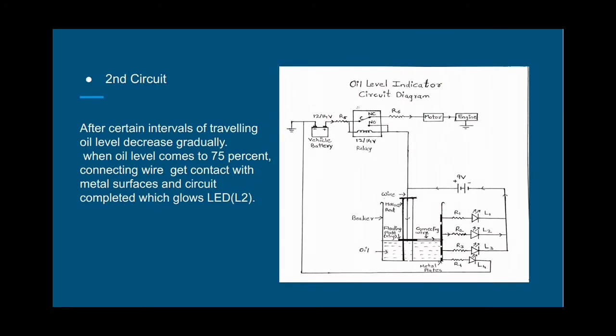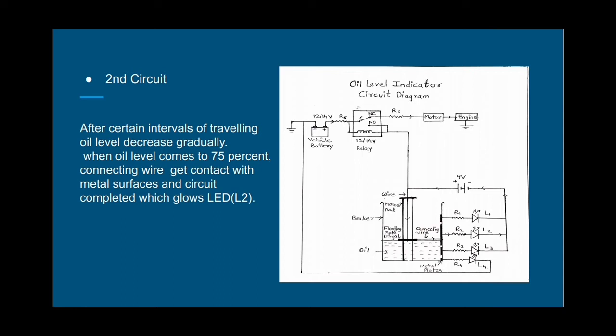Now consider the second circuit. After a certain interval of traveling, the oil level decreases gradually. When the oil level comes to 75%, the connecting wire gets contact with the metal surface and the circuit completes, which glows LED L2.